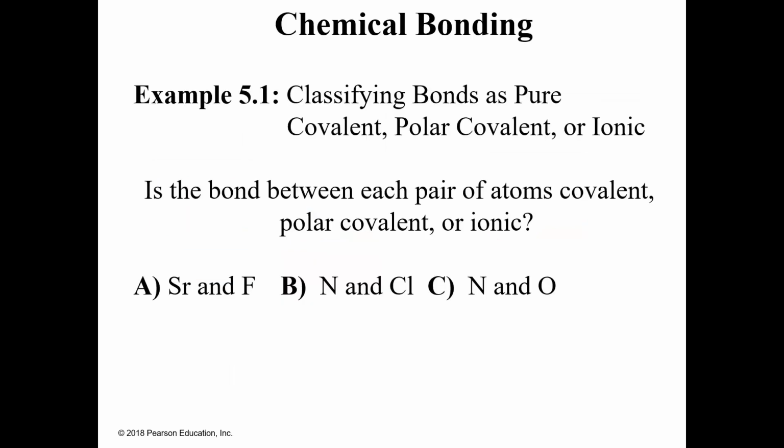covalent bonds and polar covalent bonds, right? So this is from your book. I don't know the page, but it's example 5.1. It has you classify bonds. And so you can say, okay, strontium is a metal, fluorine is a nonmetal. Pretty much guess, okay, that's going to be ionic, and you would be right.